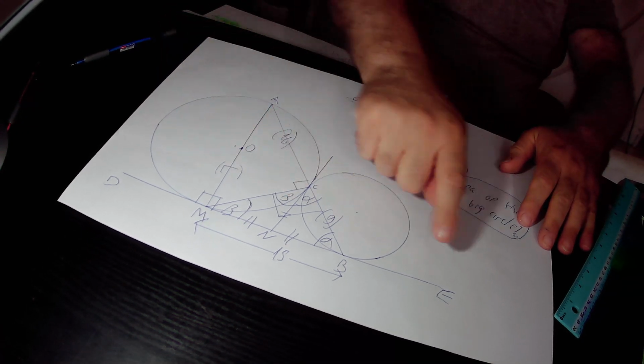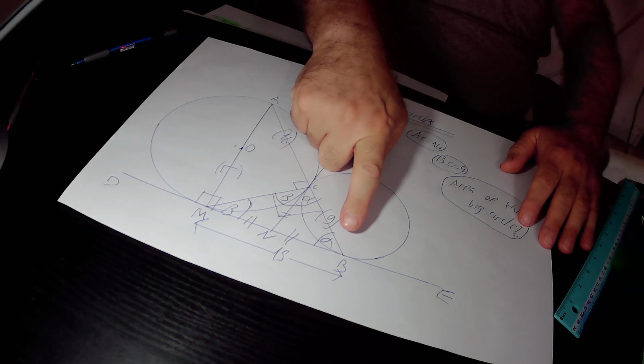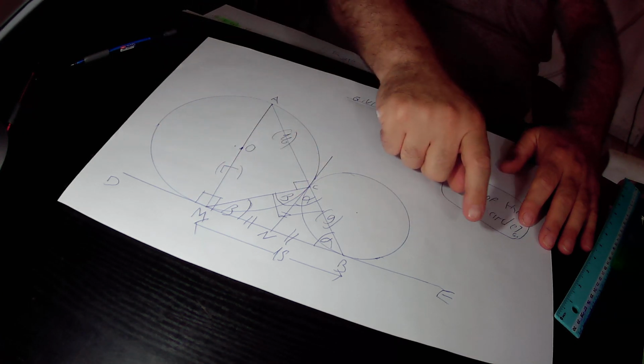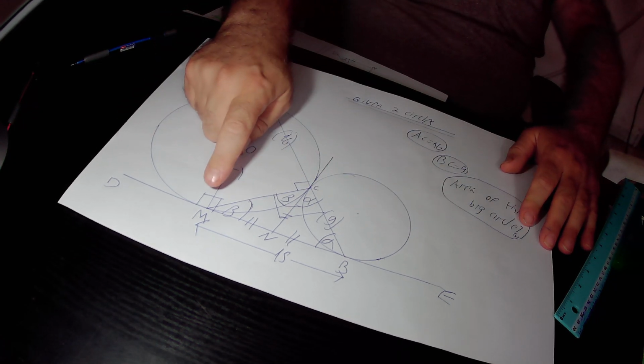This is tangent DE, which is tangent to this small circle at point B. In addition, tangent DE is tangent to the big circle at this point. We call the point of tangency of tangent DE with the big circle point M.